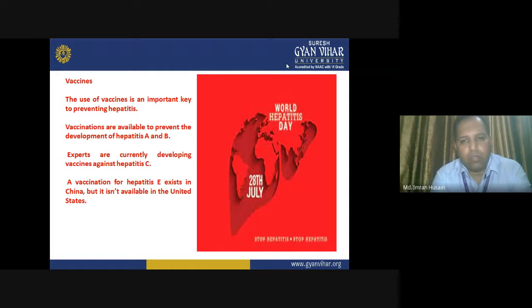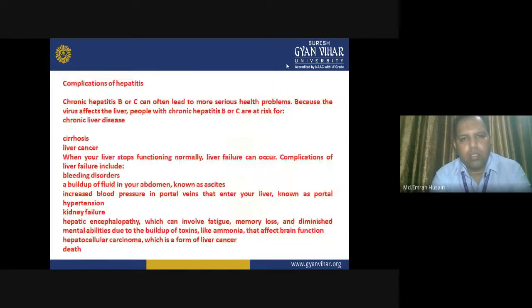One must also remember that 28th July is celebrated as World Hepatitis Day. The use of vaccines is an important key to preventing hepatitis. Vaccinations are available to prevent the development of hepatitis A and B. Experts are currently developing a vaccine against hepatitis C. A vaccination for hepatitis E exists in China, but it is not found in countries like the United States.